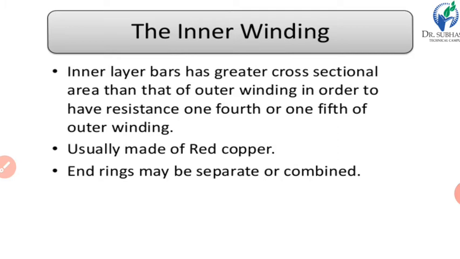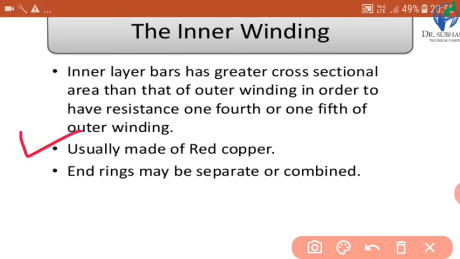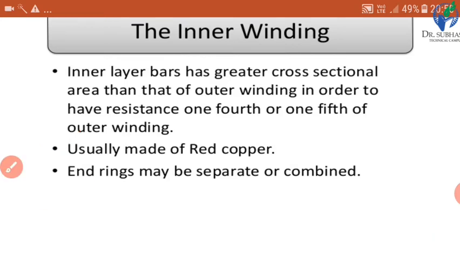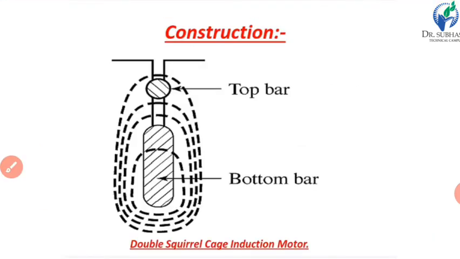That we have seen in the diagram also. The inner winding is usually made of red copper. End rings may be separate or combined. See, there are end rings also, and they may be separate or combined. So this is about the inner winding.